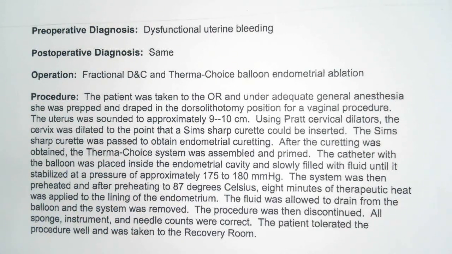In this particular case, the patient was taken to the OR, and under adequate general anesthesia, she was prepped and draped in the sterile fashion. The uterus was sounded to approximately 9 to 10 centimeters. Using Pratt cervical dilators, the cervix was dilated to the point that a Sims sharp curette could be inserted. The Sims sharp curette was passed to obtain endometrial curetting. After the curetting was obtained, the Choice system was assembled and primed.